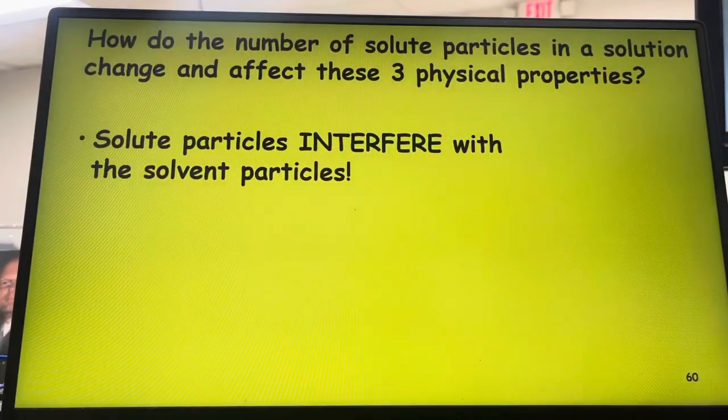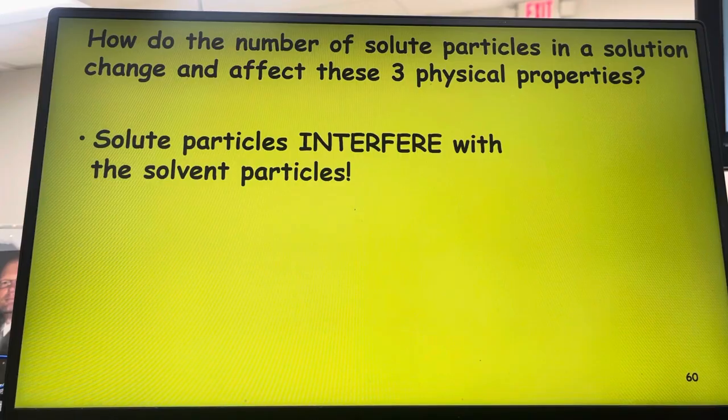So how does the number of solute particles in a solution affect these three physical properties, these colligative properties? It's about the amount of particles, not the type of particles. Colligative properties, like a gold digger. Go back to the analogy of a gold digger. They don't care who the person is, they just care how much money they have. So how these properties are affected doesn't matter what the particles are, just how many there are, okay?